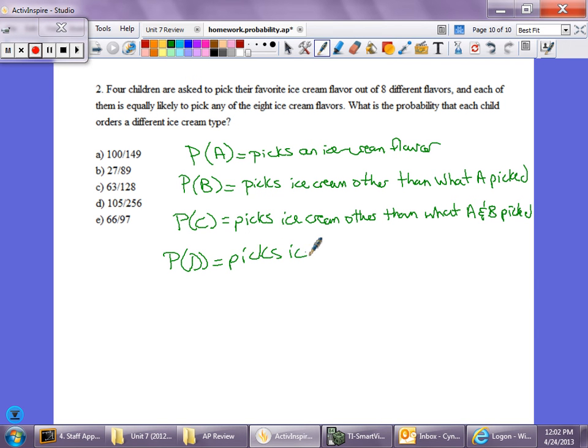This seems like quite a complicated problem until you boil it down to defining each of your events. Once you define each of your events, the probabilities are very easy to identify. And after you've identified those four probabilities, all you're going to do is multiply them to get the overall probability that events A, B, C, and D happen together.